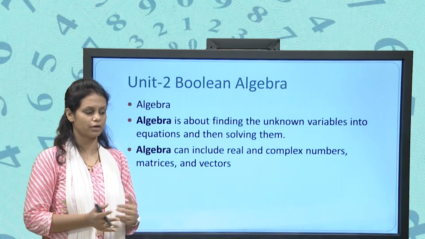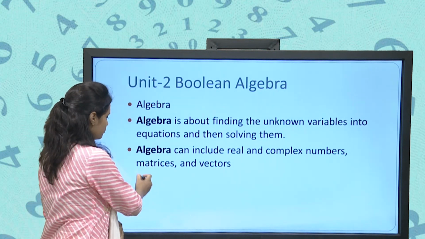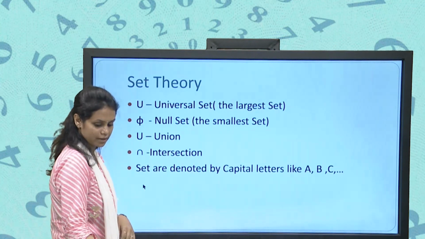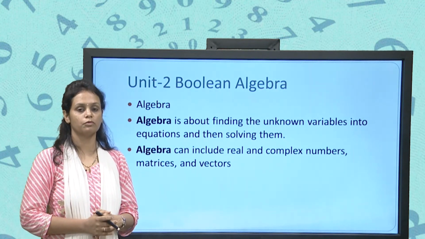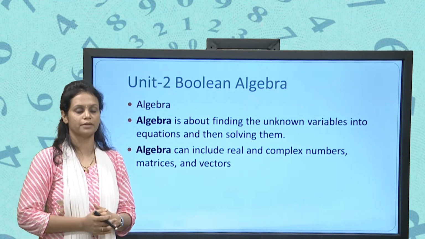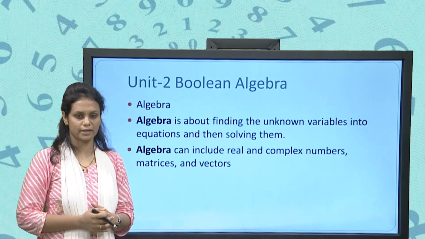Suppose we have one equation, x square minus 4 equal to 0, and suppose we want to find the value of x from that equation. This is, we can say, the normal algebra.